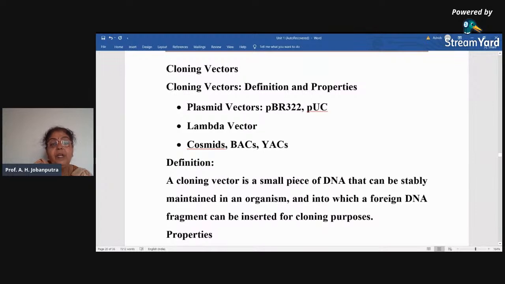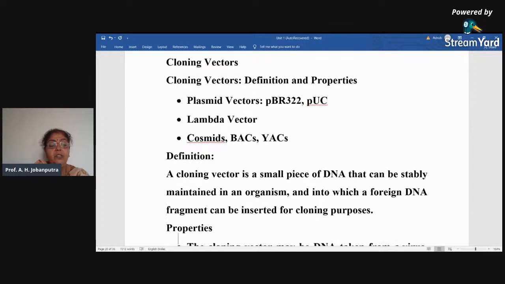Different types of cloning vectors are used in rDNA technology: plasmid vectors, lambda vectors, cosmid vectors, phagemid vectors, BAC, YAC, etc. So what is a vector? A vector is nothing but a small piece of DNA which is stably maintained in an organism and where we can insert our gene of interest or foreign DNA for the purpose of cloning or genetic engineering.